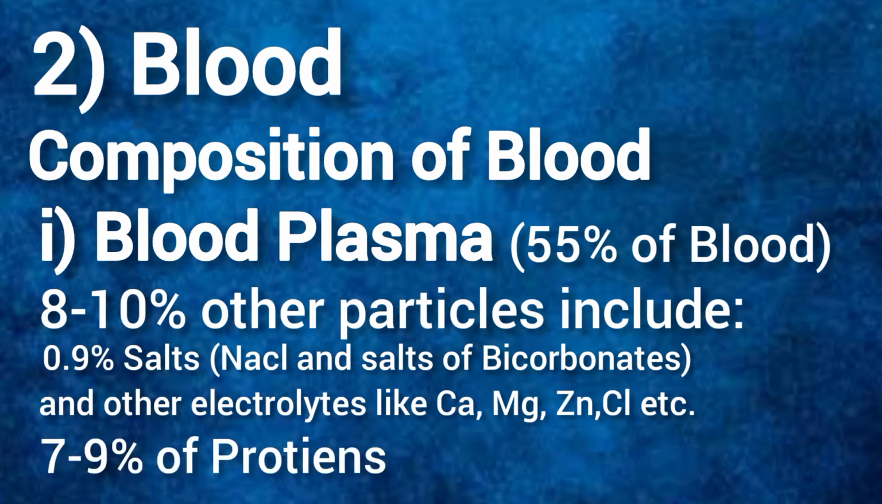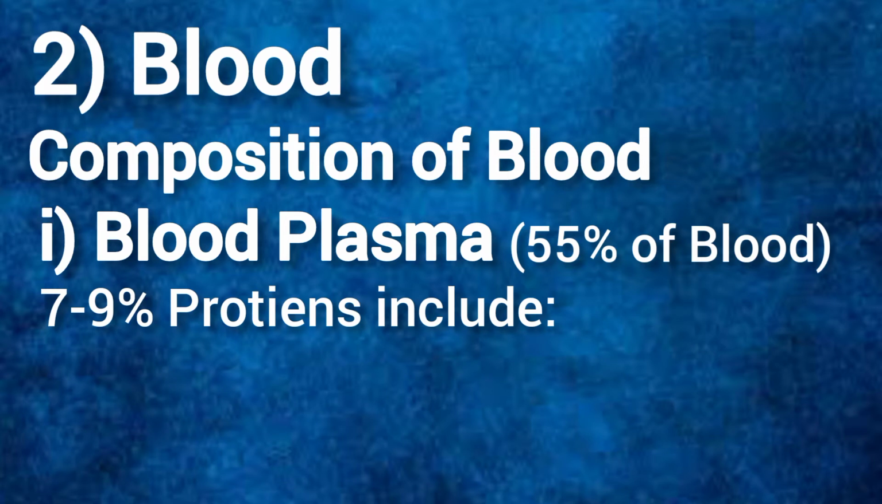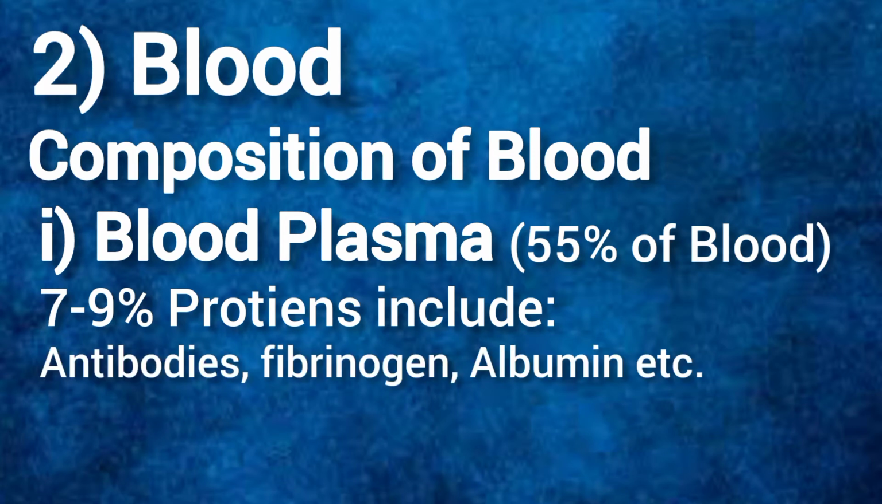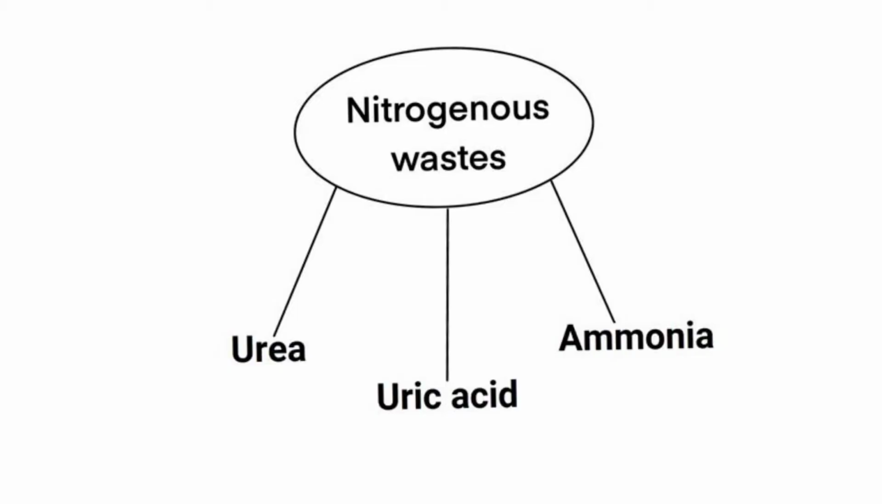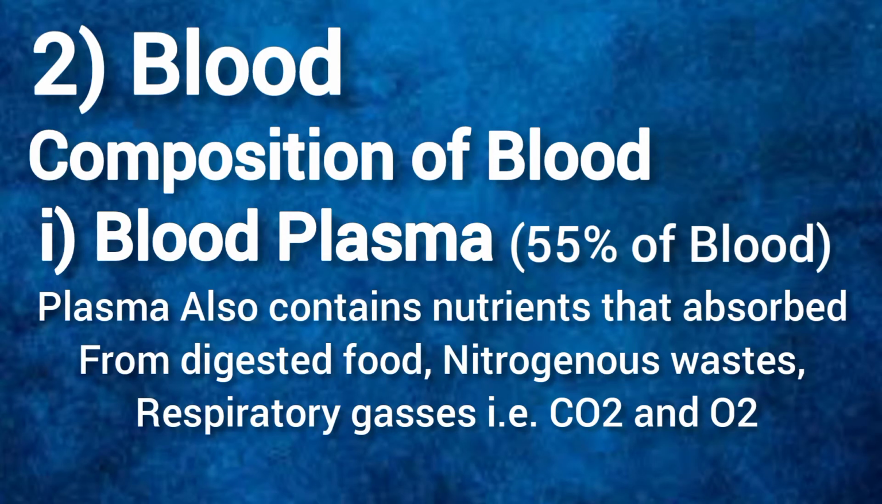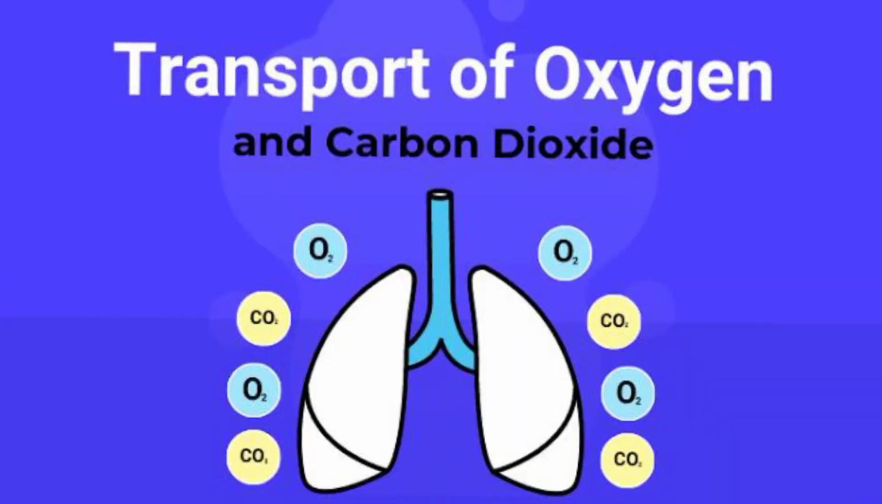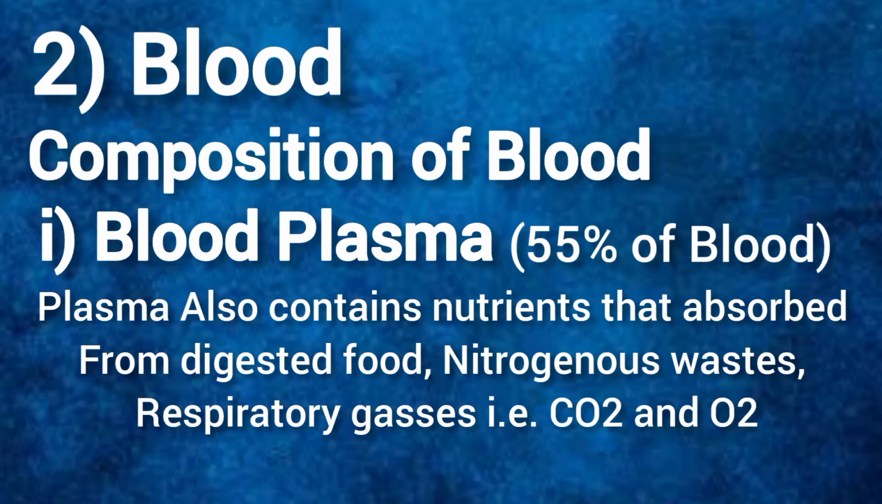The other 7 to 9% is protein. This protein includes antibodies, fibrinogen, albumin, etc. Plasma also contains nutrients that are absorbed from the digested food, and also contains nitrogenous wastes and hormones. The respiratory gases like oxygen and carbon dioxide are also present in the plasma.